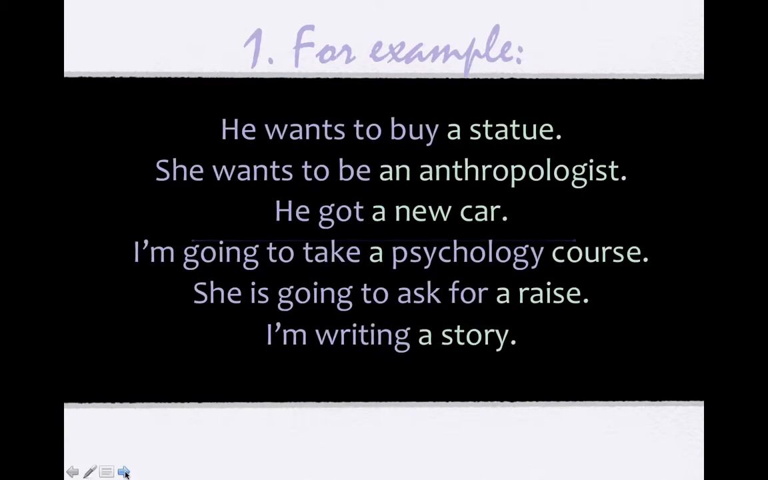Here are some examples. He wants to buy a statue. She wants to be an anthropologist. He got a new car. I'm going to take a psychology course. She is going to ask for a raise. I'm writing a story. In these situations, I don't know very much about these things yet. I don't know what statue. I don't know what it's like. I haven't said anything about what kind of new car. I'm writing a story. I'm not telling you much about the story yet. It's very general.